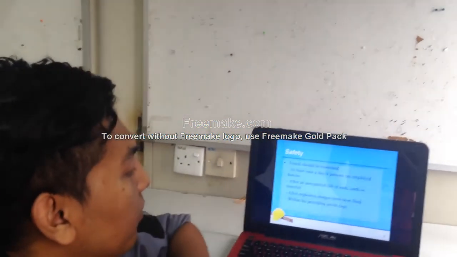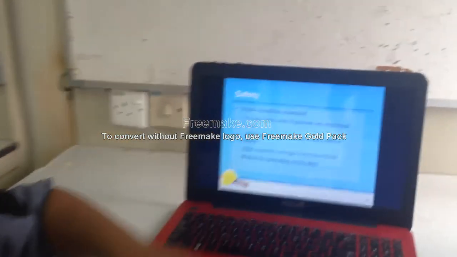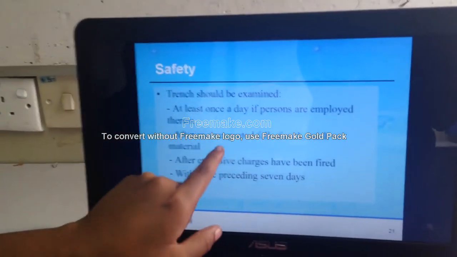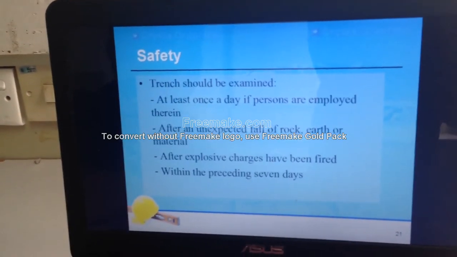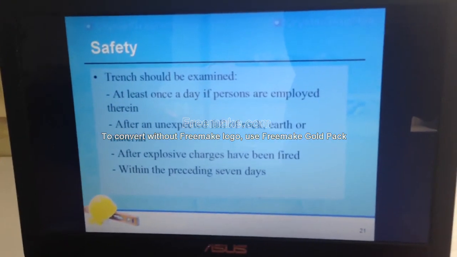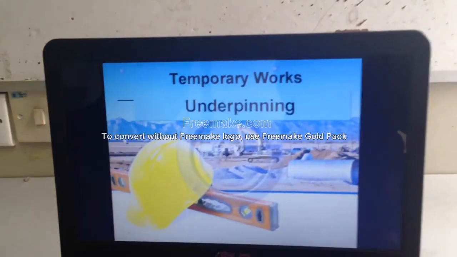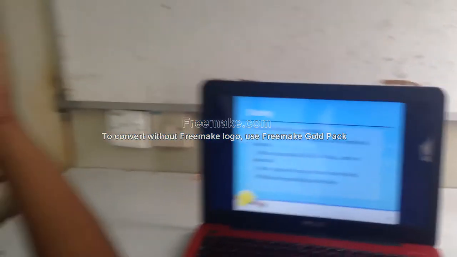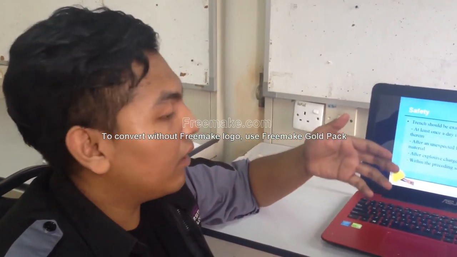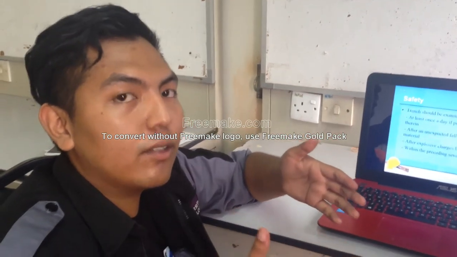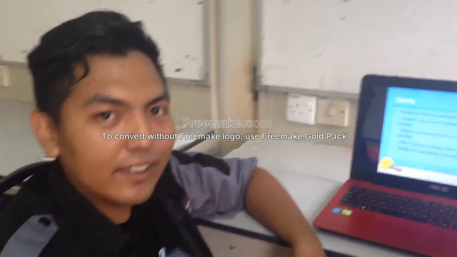Okay, safety. Trenches should be examined at least once a day if persons are employed in them, after an expected fall of rock, earth or material, and after explosive charges have been fired within the preceding 7 days. This is to show that this wall can hold the ground strongly. Okay, that's all for today. Thank you.